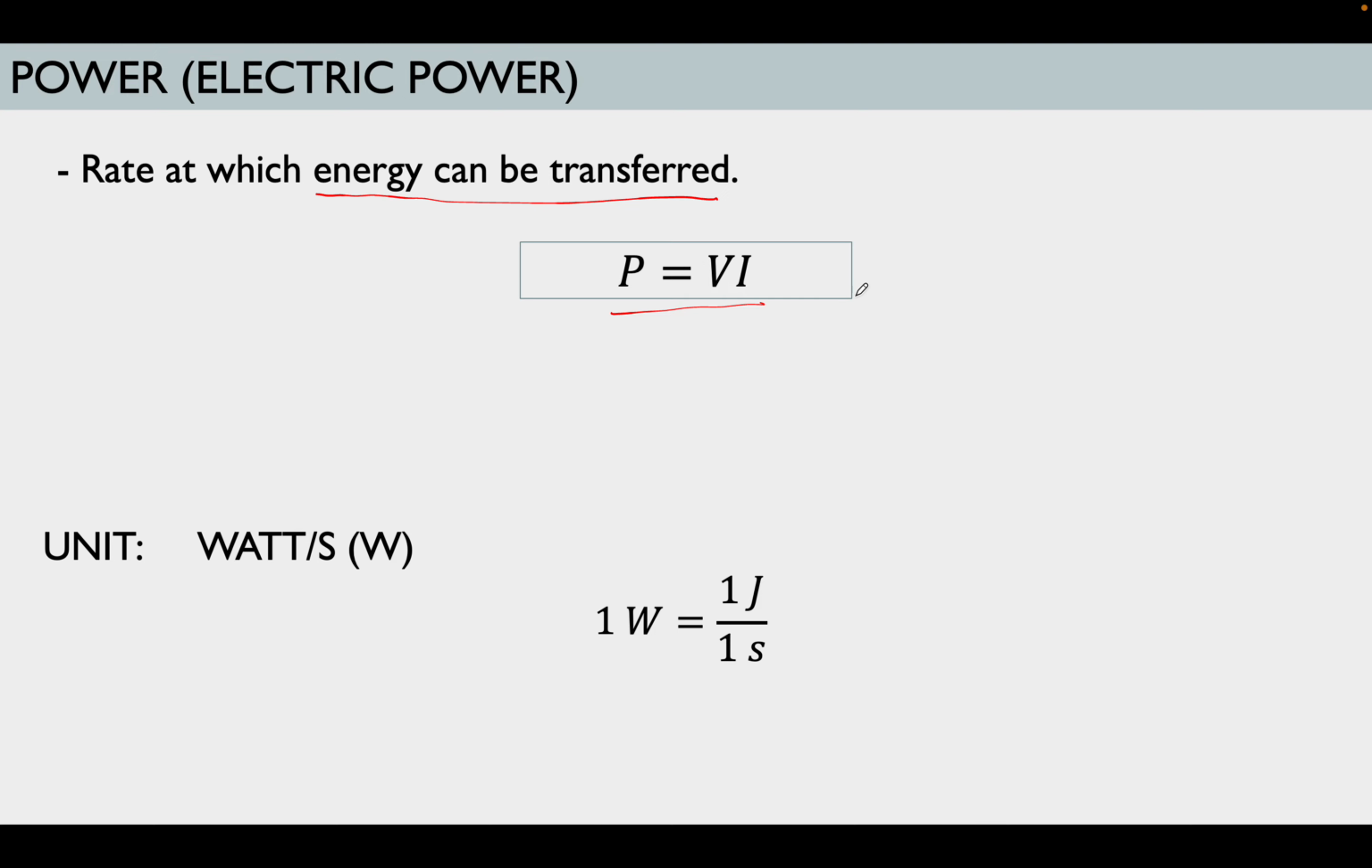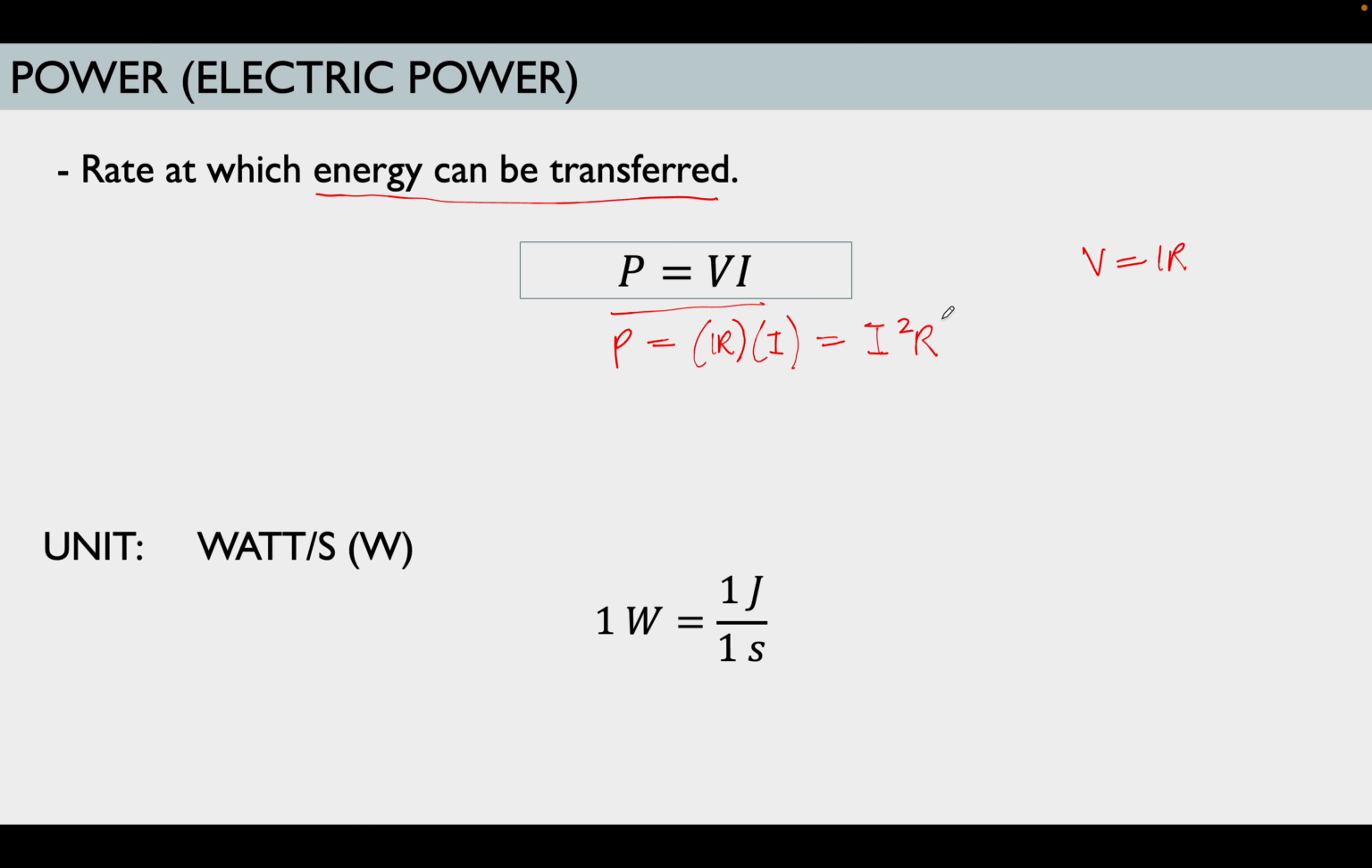We can also have the equation for power in terms of not only voltage and current but also current and resistance. If you're asked to solve for power given only the current and resistance, take note that from Ohm's law, V is equal to IR. So if what we are given is only the current and resistance, we can substitute V as equal to IR. So our P now becomes IR times I, which is I squared R.